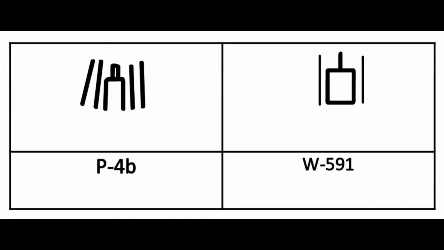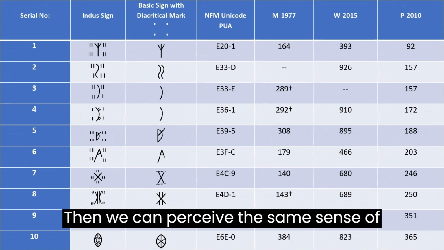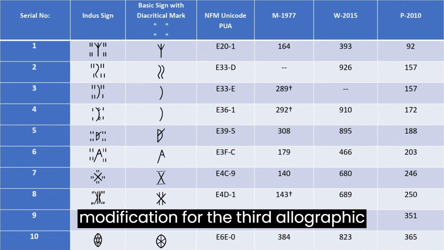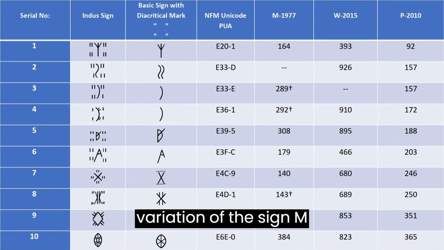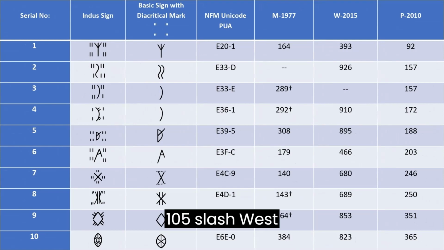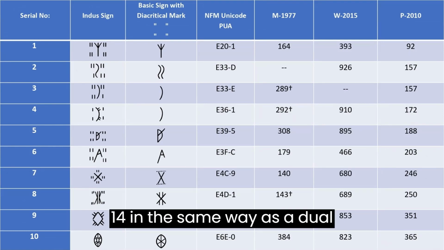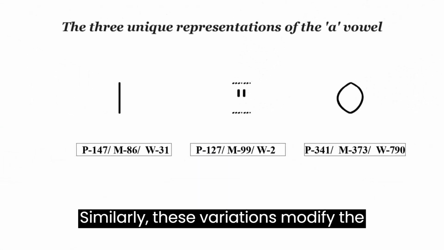If we consider the concept of modification for the mentioned signs, it appears that both singular and dual forms are used in practice. Then, we can perceive the same sense of modification for the third allographic variation of the sign, M 105/W 14, in the same way as a dual form. Similarly, these variations modify the basic vowels.